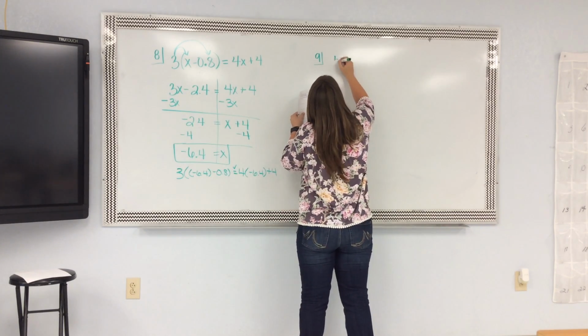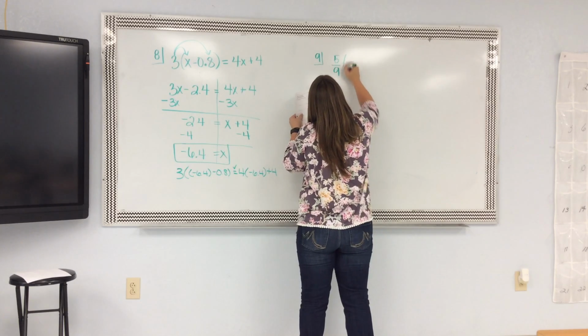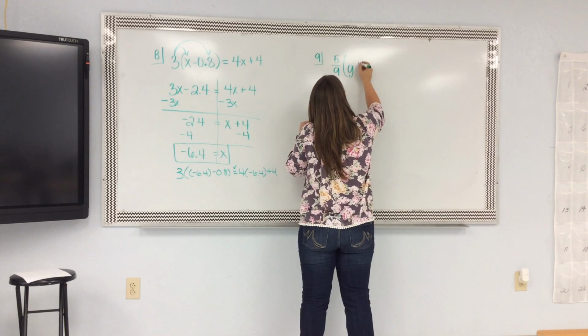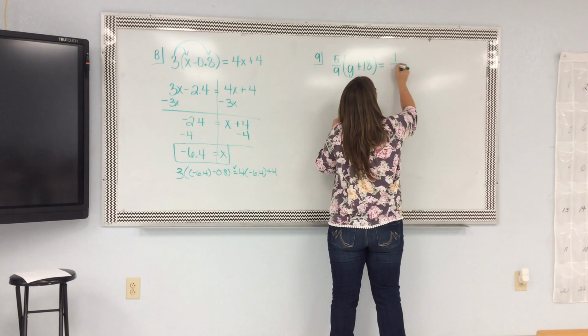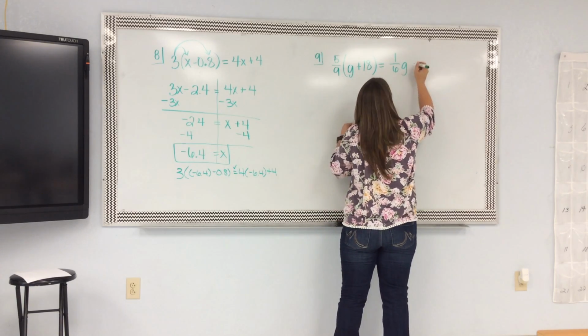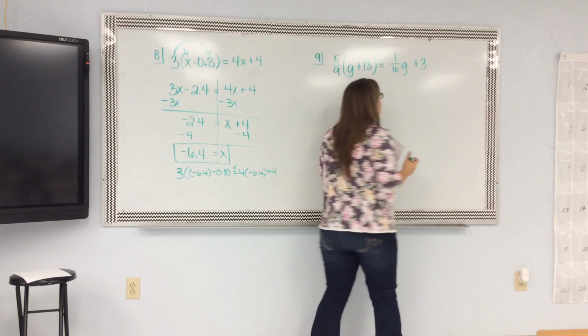Number 9 says 5/9 parentheses g plus 18 equals 1/6 g plus 3.